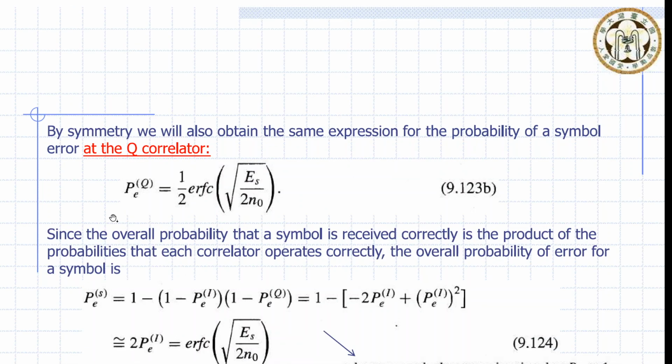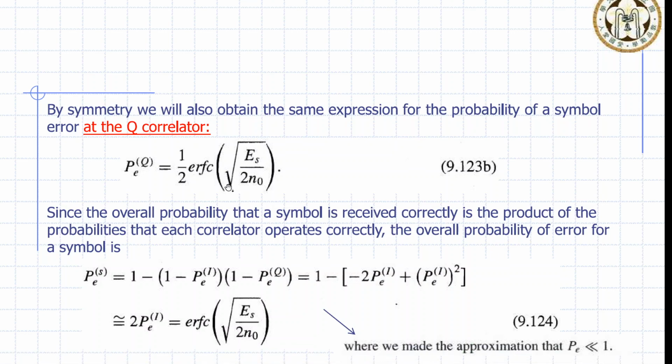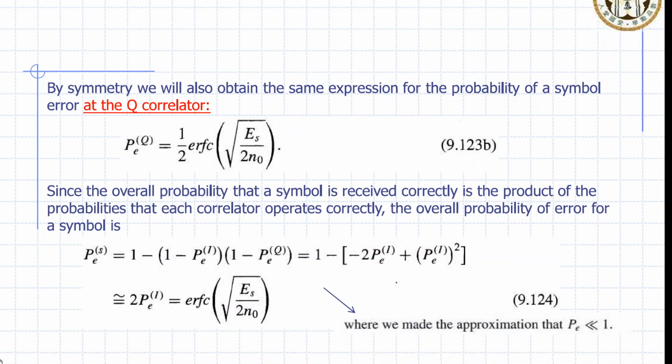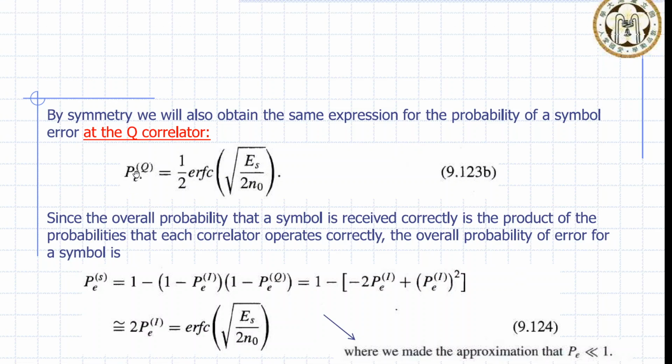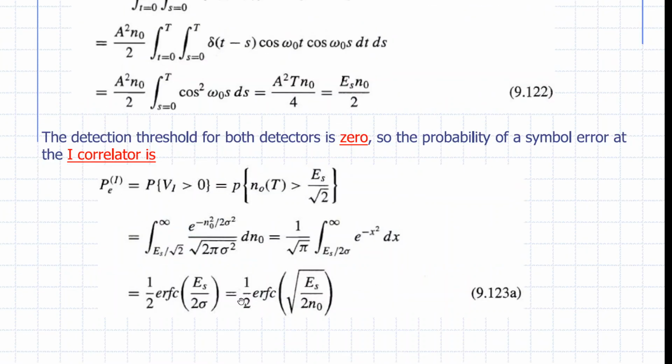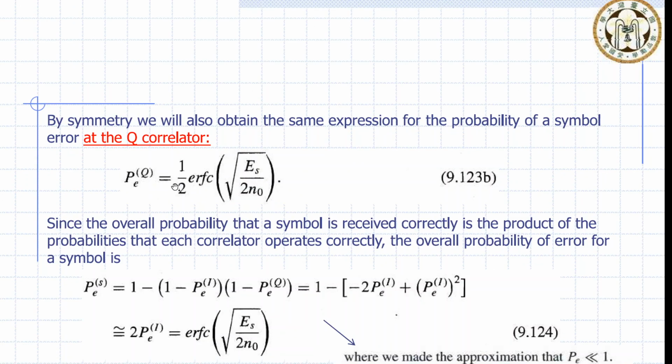By symmetry we also obtain the same expression for the probability of symbol error at the Q correlator: half into error function root of Es by 2N0. So this is the probability of error for both the channels I and Q. The probability of correct decision will be 1 minus half into error function of root of Es by 2N0 for the I channel, and for the Q channel also it will be 1 minus half into error function root of Es by 2N0.